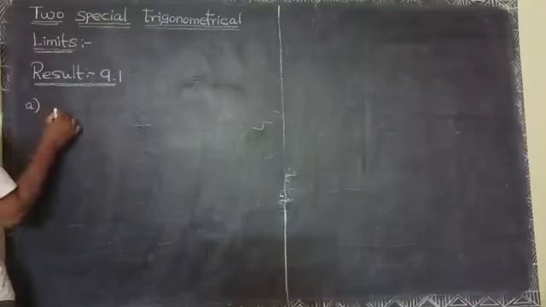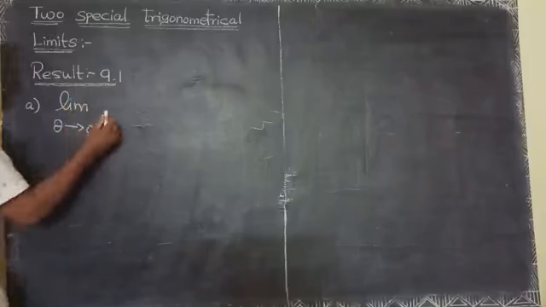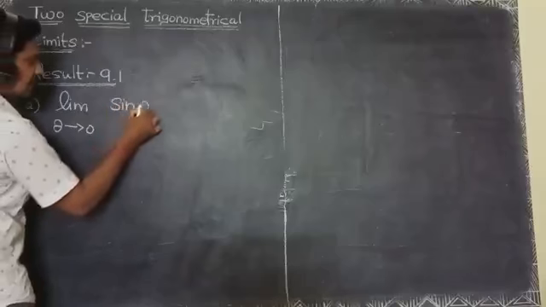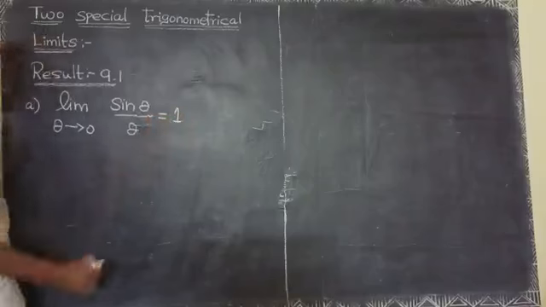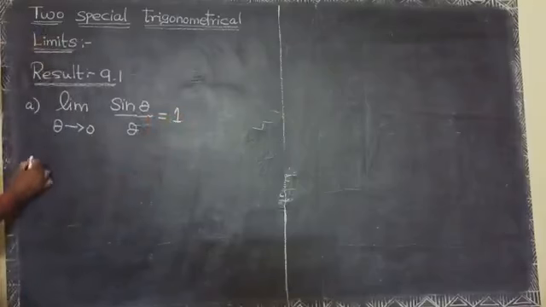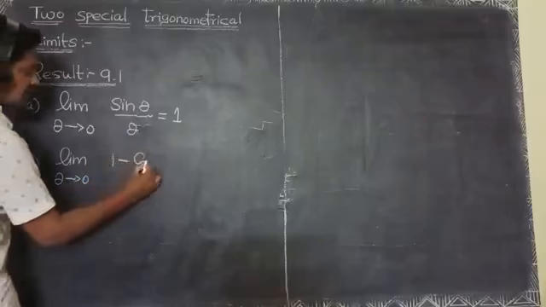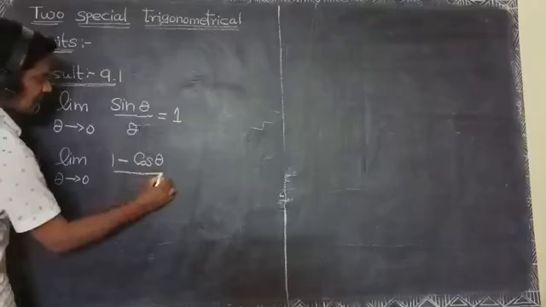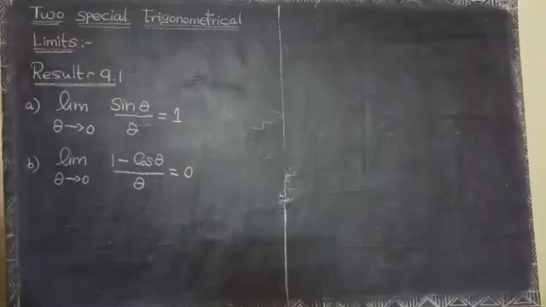Subdivision A: limit theta approaches 0 of sin theta divided by theta is equal to 1. The second one: limit theta approaches 0 of 1 minus cos theta divided by theta is equal to 0. Now, some important results.